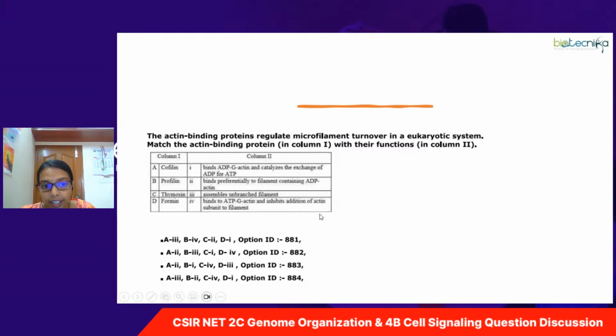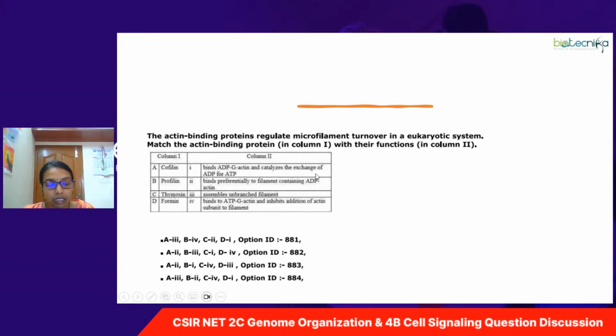Just one question I have added from the cytoskeletal system which came in the last exam. Have a check at this question whether you are able to answer or not. This is related to accessory proteins that came recently. We have actin binding proteins that regulate microfilament turnover in a eukaryotic system, so you have to match the actin binding proteins along with their function.